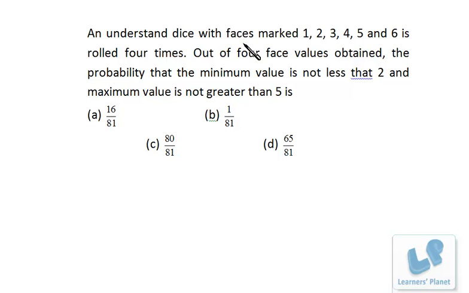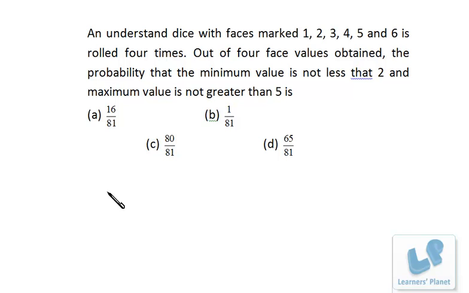Now we have a dice with 1, 2, 3, 4, 5, 6, and we are rolling it 4 times. Out of the 4 face values obtained, what is the probability that the minimum value is not less than 2 and the maximum value is not greater than 5? That means the number should be 2 to 5 inclusive, right? That's 2, 3, 4, 5. So we have 4 choices for the number to appear, and in all we have 6 choices.